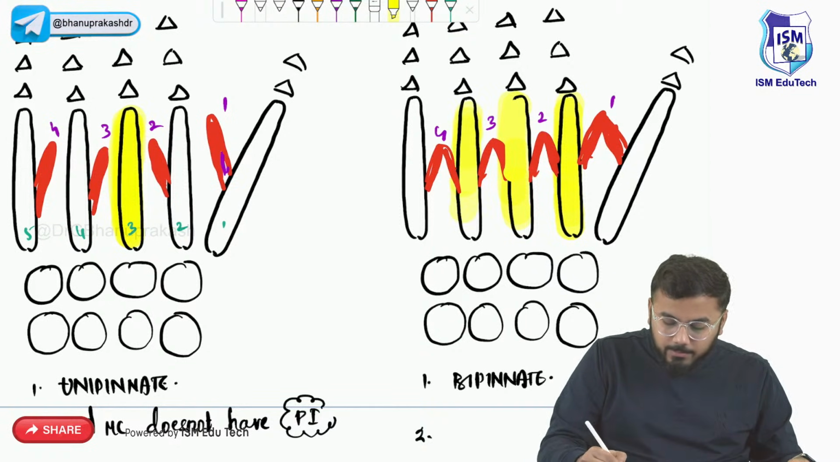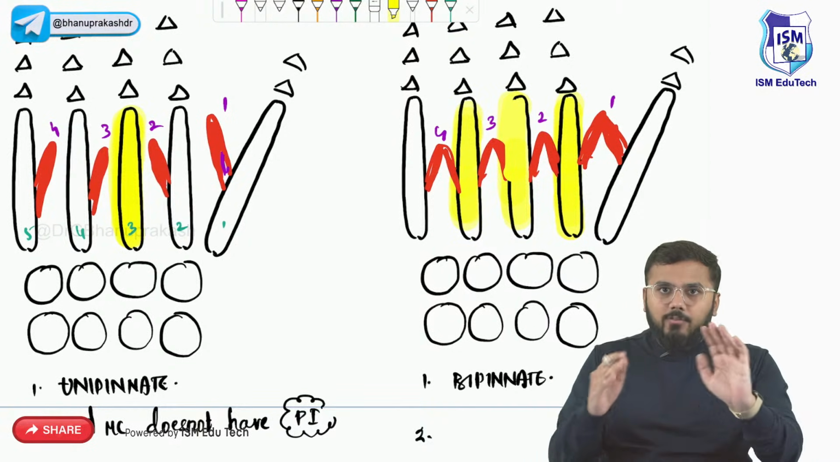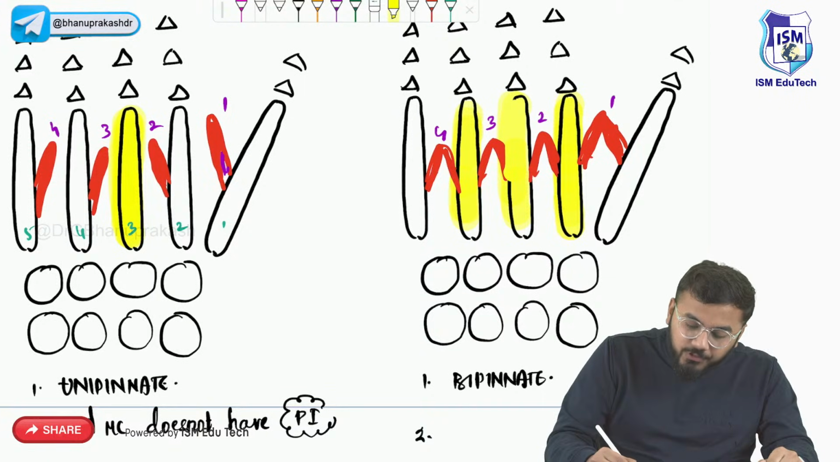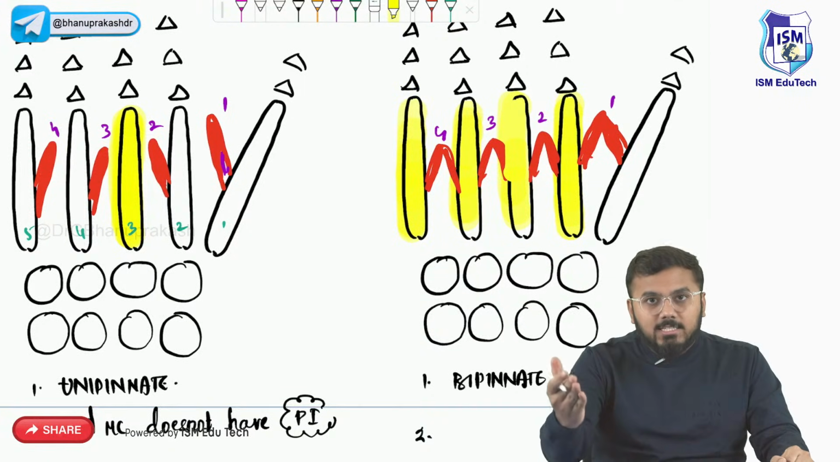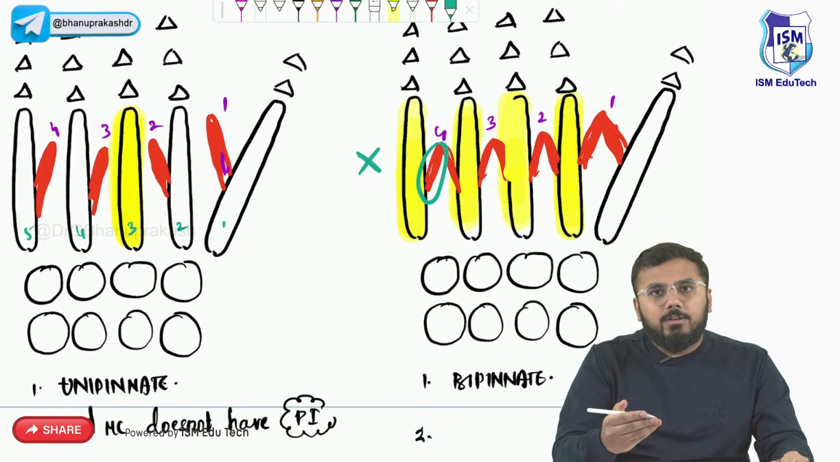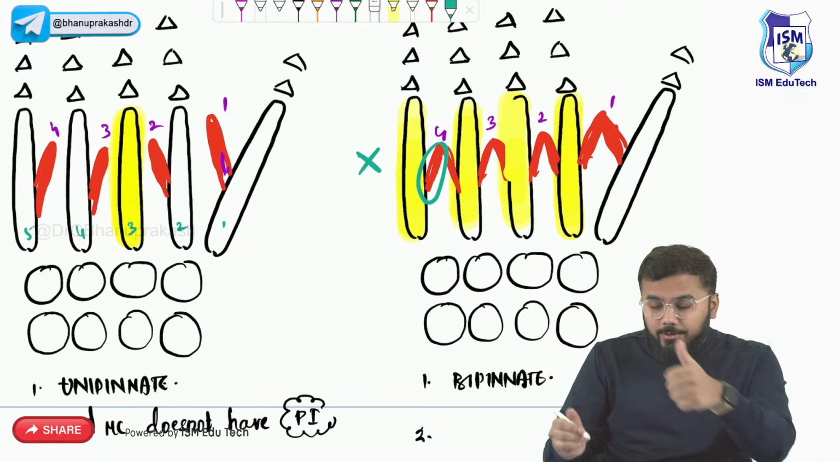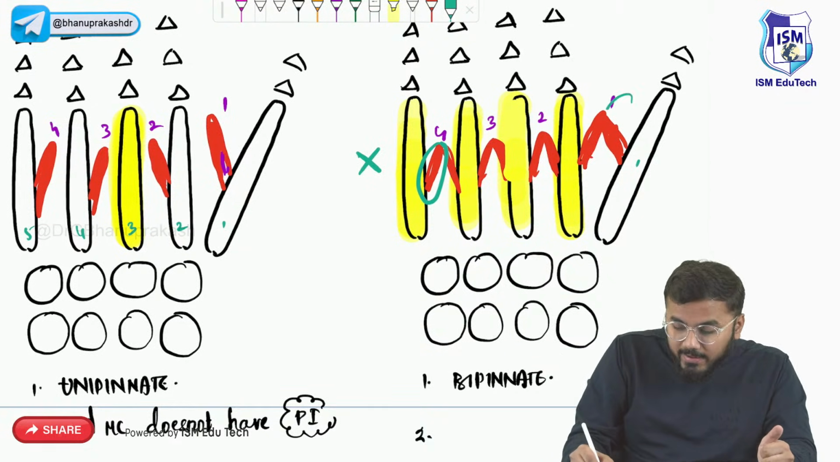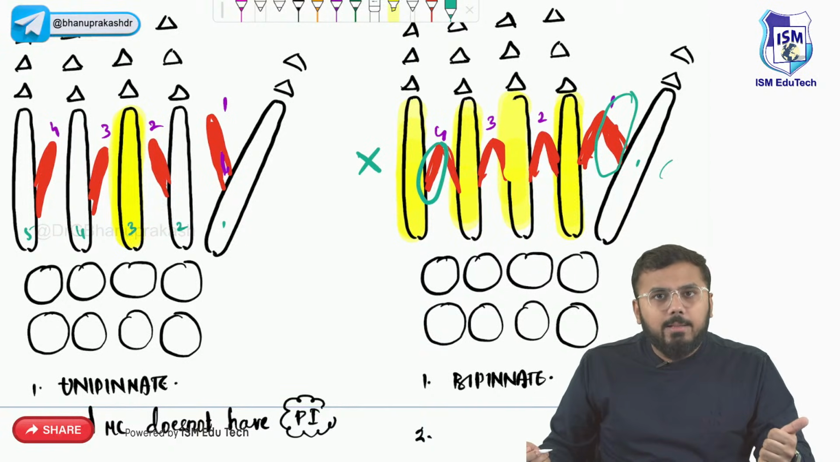Look at the fourth metacarpal. On the right and on the left, we have got interossei. But look at the fifth metacarpal. Only on one side we have got interossei, right? Exactly here. But on the other side it is absent. In the same way, look at the thumb, the first metacarpal. Only one side we have got, on the other side it is absent.